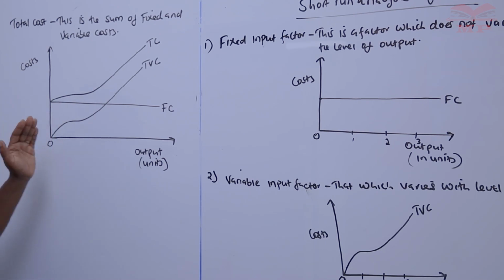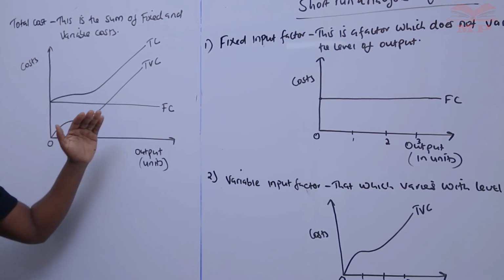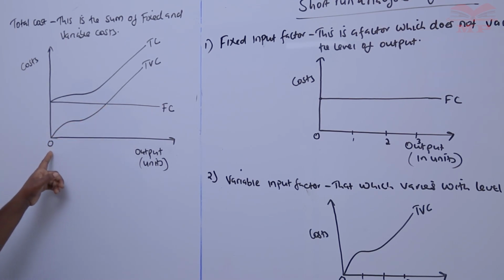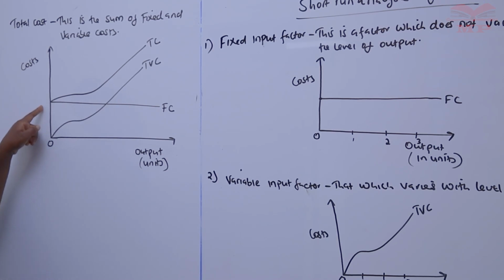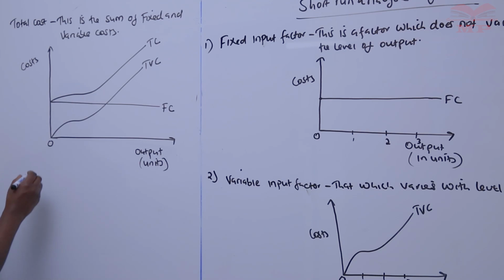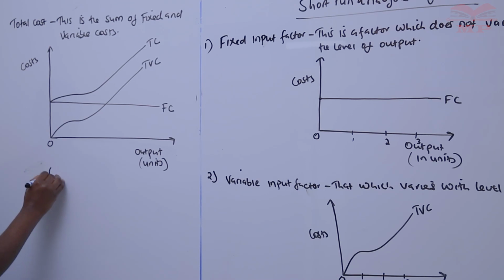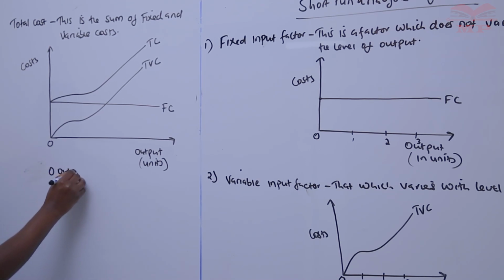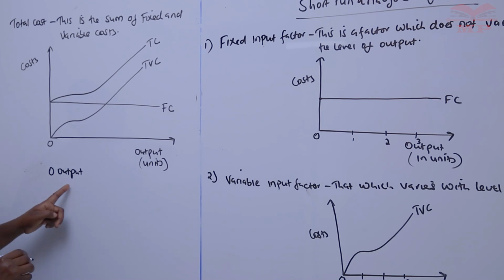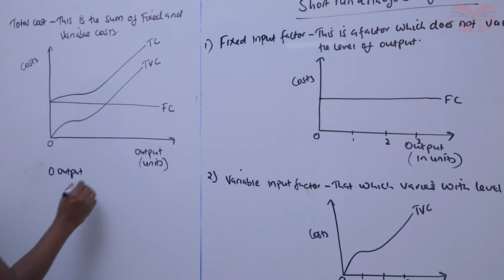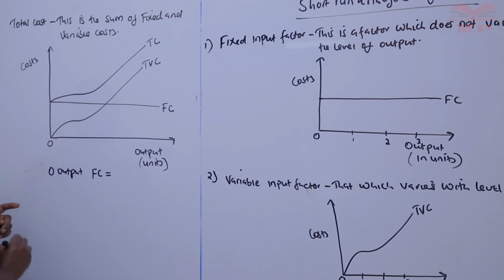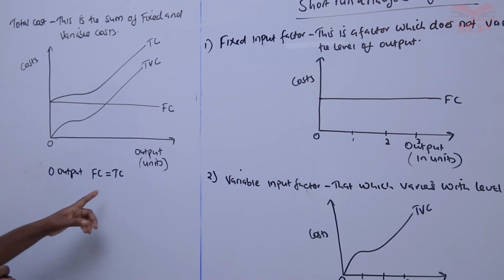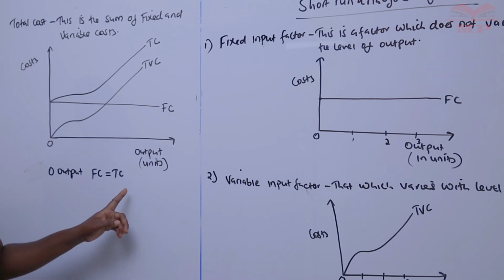So what happens is, when total variable costs are rising, initially we do not have any cost incurred. The only cost being incurred here is the fixed cost, which remains constant. So when we have 0 output, that means no output is produced, fixed cost equals total cost.